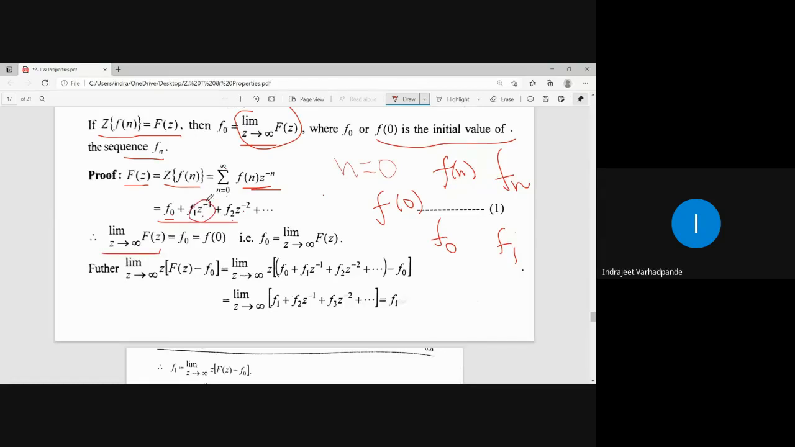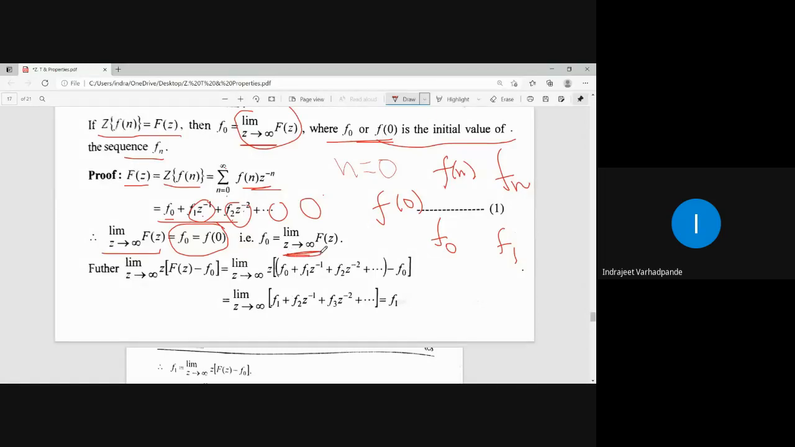So all these terms will now become what? When you tend z to infinity, 0. So only what will remain? f0 means f of 0. So accordingly I got to know the value for the first initial value of the sequence, f0, as limit z tending to infinity f of z.